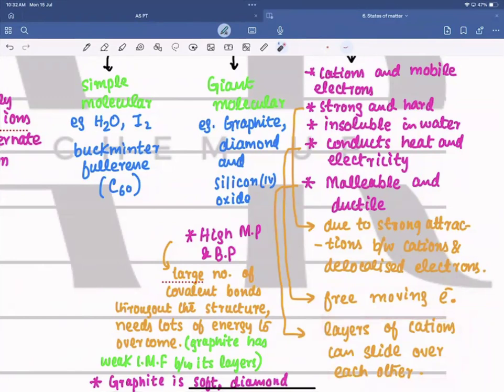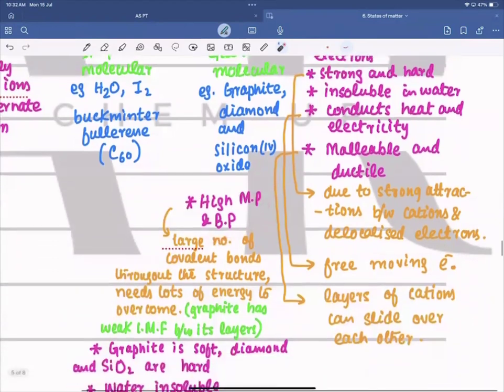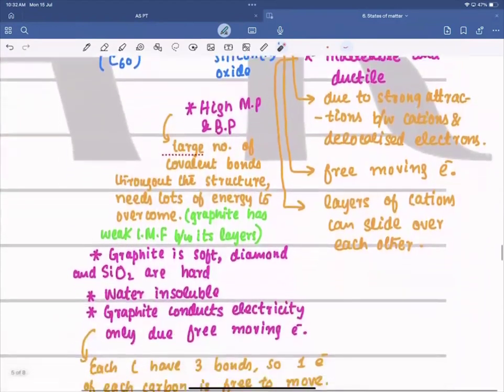Is this clear? Yes, sir. Okay. Then they have a high melting and boiling point.